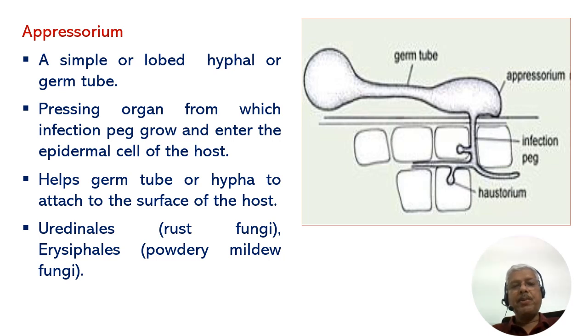Appressorium. The appressorium is a simple or lobed structure of hyphal or germ tube and pressing organ from which a minute infection peg usually grows and enters the epidermal cell of the host. It helps the germ tube or hypha to attach to the surface of the host substrate. These appressoria are formed from germ tubes of Uredinales, that is the rust fungi, Erysiphales, that is powdery mildew fungi, and other fungi in their parasitic or saprophytic stages.